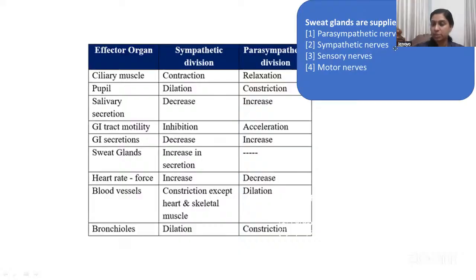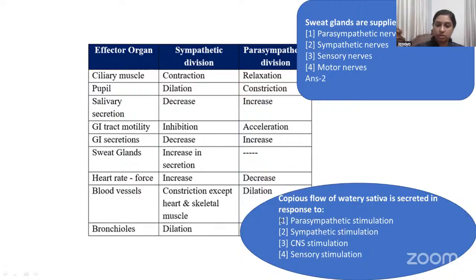Sweat glands are supplied only by the sympathetic nerves. Okay. S for S, sweat glands. Usually, we know that when we are frightened or in some emergency situation, we will sweat profusely. That's due to the sympathetic stimulation. Okay. So, sweat glands are supplied only by sympathetic nerves.